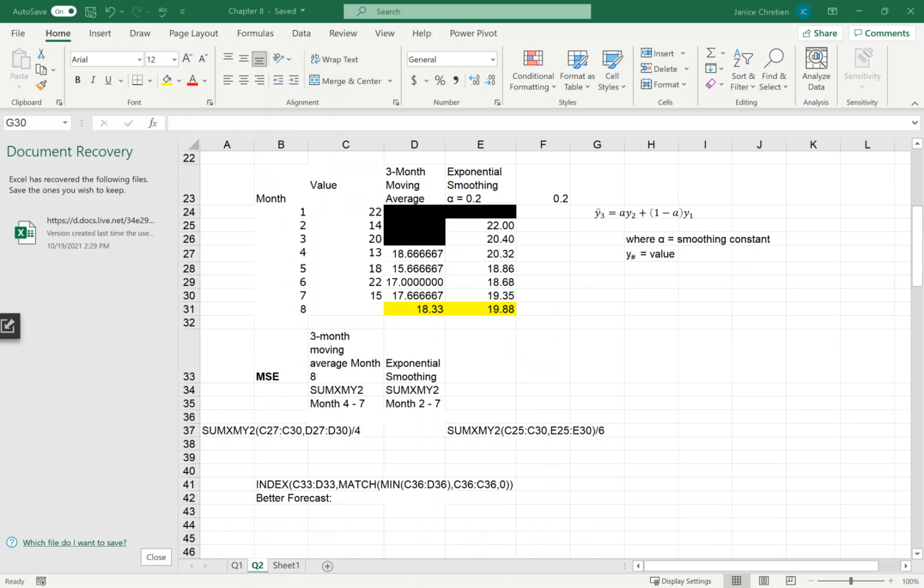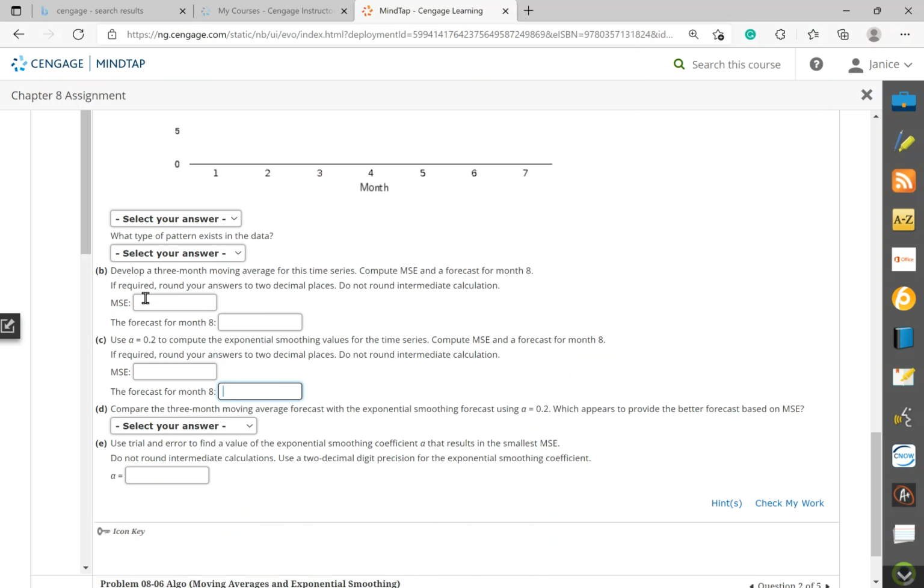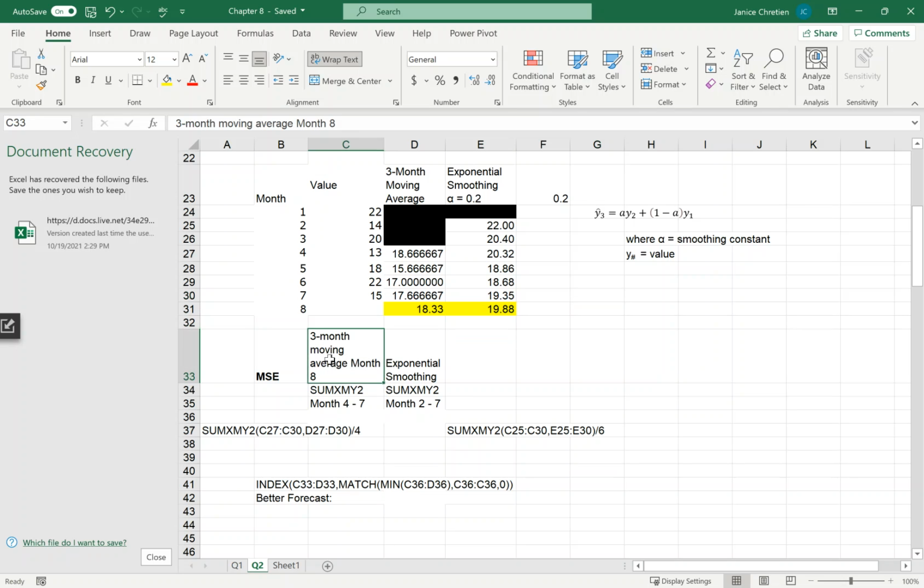Okay, so to complete B and C, we've got to determine the MSE. We're going to determine the MSE for the month 8 forecast, and we're going to determine the MSE for the month 8 using the exponential smoothing forecast. So we're going to do both. I've typed it down here. Give them a title however you want, but you need a title for them. Okay, so we're going to use these two formulas.